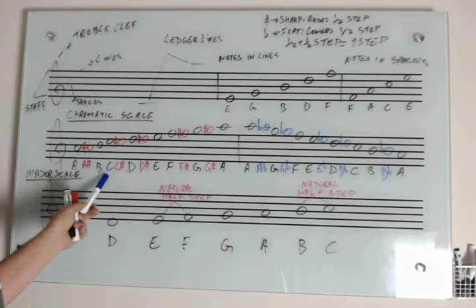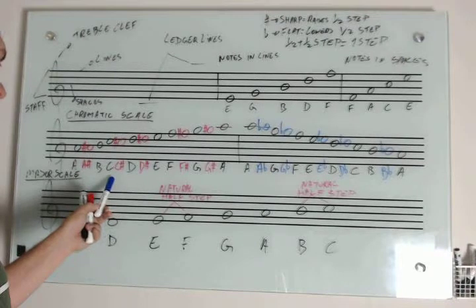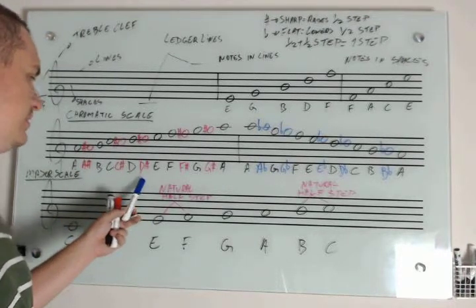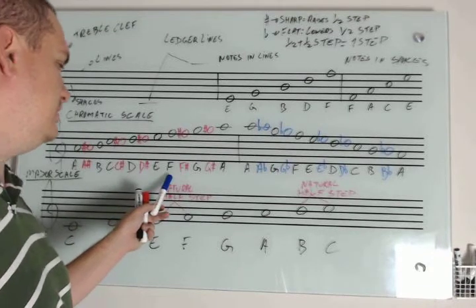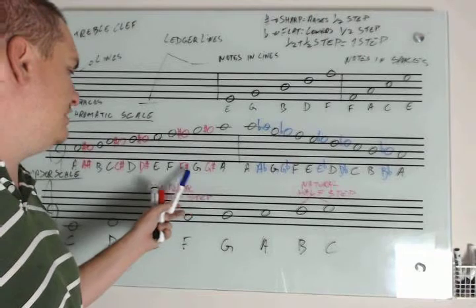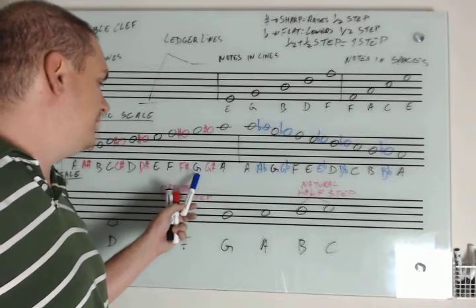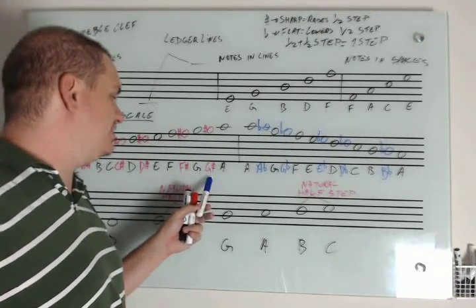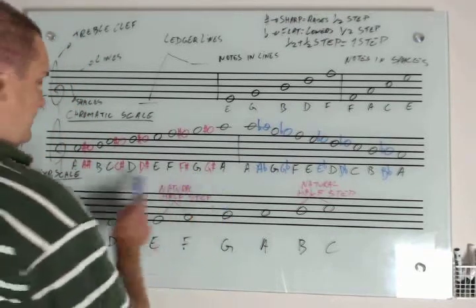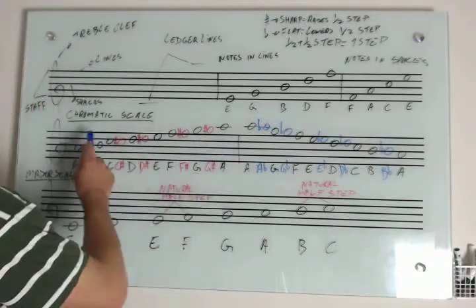I don't need any note in between those. Between C and D, I have the C sharp. Between D and E, I'm gonna have the D sharp. E and F, also I don't need any notes in between those two. And between F and G, I'm gonna have the F sharp. Between G and A, I'm gonna have the G sharp. Okay. And that's for the ascending chromatic scale.